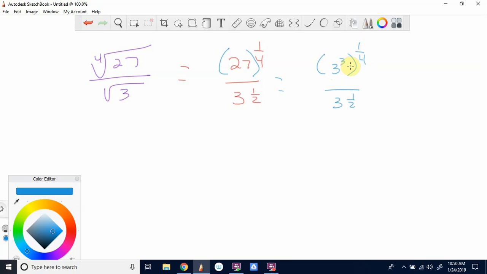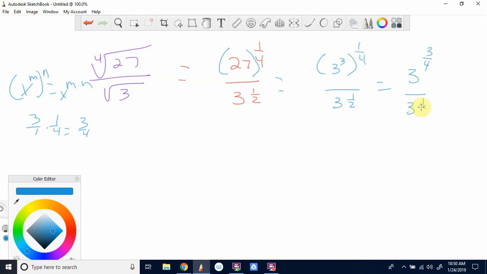Now, don't I have a power? This is the power raised to a power, x to the m. We already said that is equal to x to the m times n. So you have 3 over 1 times 1/4 equals 3/4. So this becomes 3 to the 3/4. You've got to know your power exponent rules.